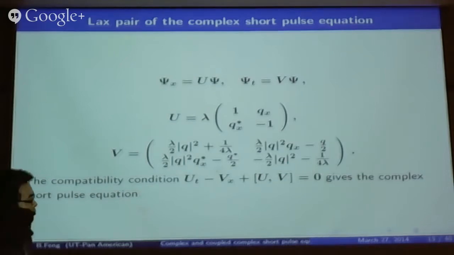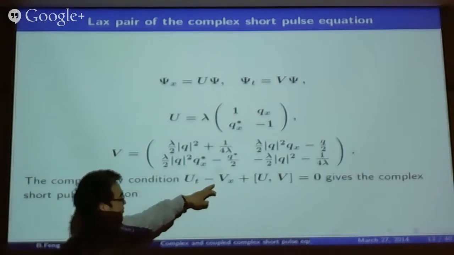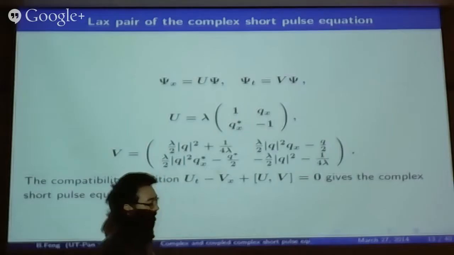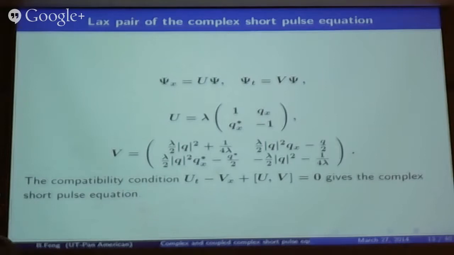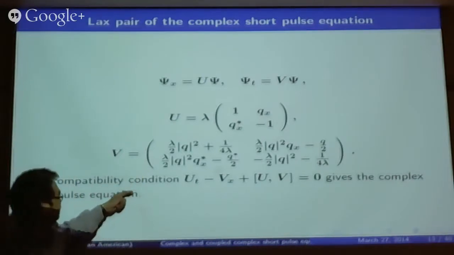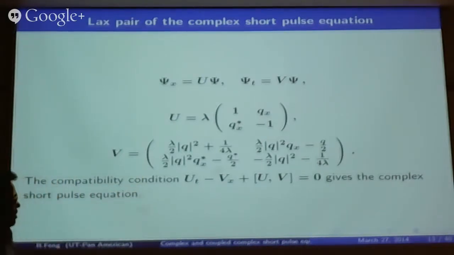Then we come up with the so-called compatibility condition, which is U_t minus V_x plus the commutator between U and V equals zero. In integrable systems, we also call this the zero curvature equation. For the complex Schrodinger equation, if we define the matrices U and V in this form, then based on the compatibility condition we get exactly the complex Schrodinger equation. So in that sense, the complex Schrodinger equation is integrable because it has the Lax pair.